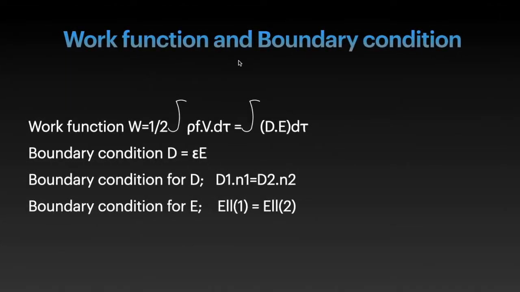Work function and boundary conditions. Boundary conditions are important. In the work function, W is 1/2 integration of rho F V d tau, which is 1/2 integration of D dot E d tau. In boundary condition, D is epsilon E. For D, D1 dot n1 is D2 dot n2. For E, E parallel of 1 is E parallel of 2.